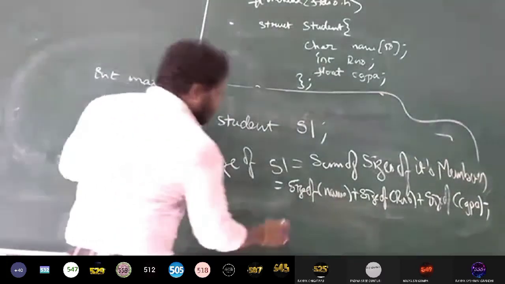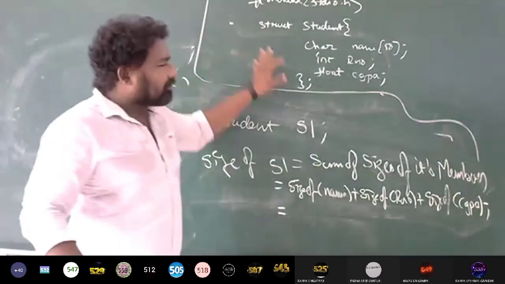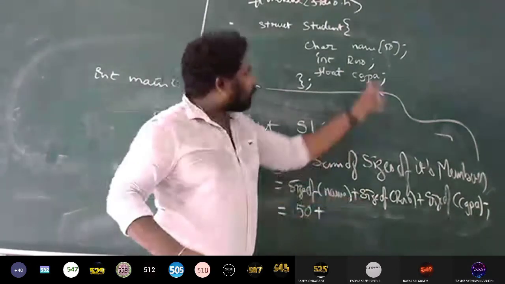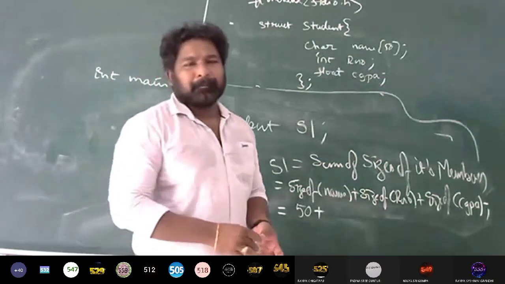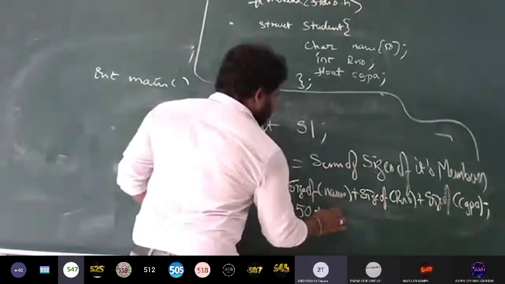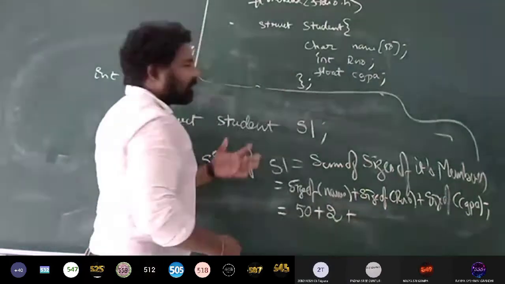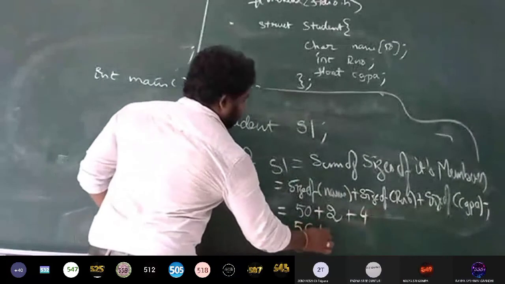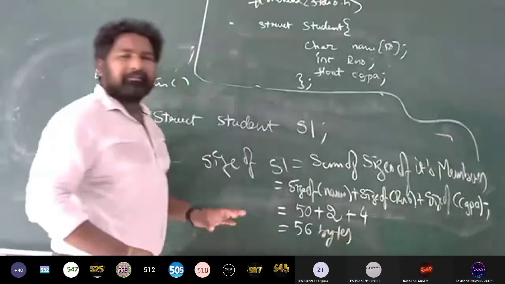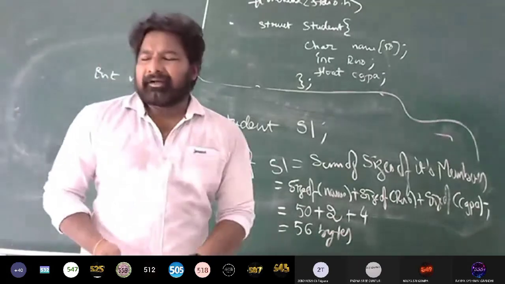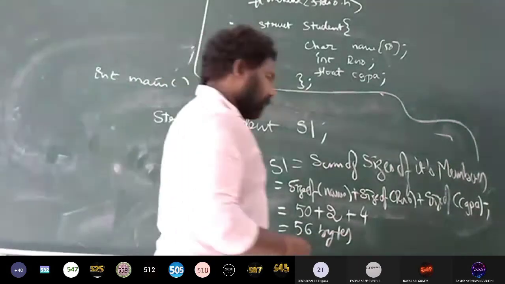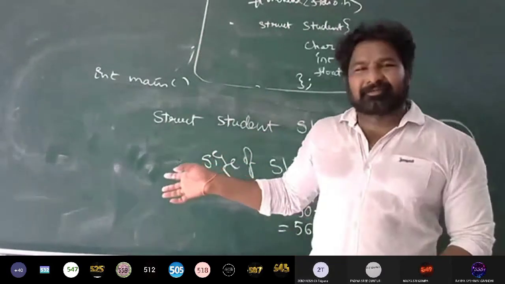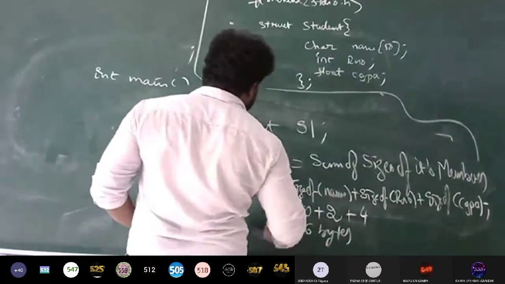Okay, you can tell me what is the size of name from the declaration. 50. 50, sir. What is the size of the roll number? 2, sir. 2 bytes because that is integer. What is the size of CGPA? 4 bytes. So total 56 bytes, right? So as simple as that, మనకి ఈజీగా అర్థమవుతుంది స్ట్రక్చర్, రైట్.